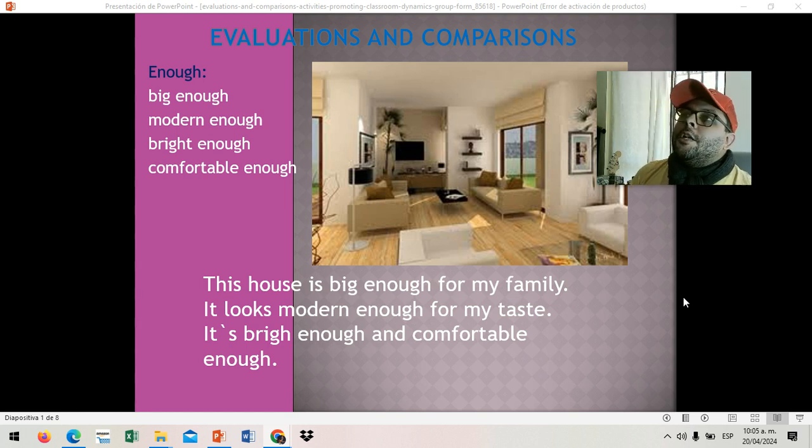Enough is a synonym of sufficient. Sufficient is the adjective, right? Enough is the comparative element that we are studying, and we can use it after adjectives and before nouns. For example, you can say, my house is big enough. Or my apartment is modern enough. So, big and modern, in this case, which are my two first examples, are adjectives. And if you see the use of enough, enough goes after the adjective.